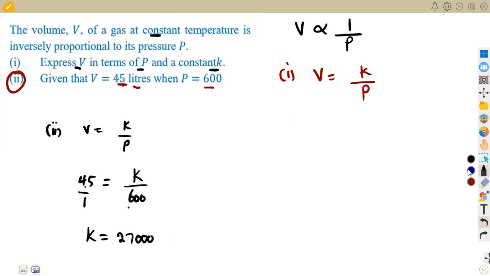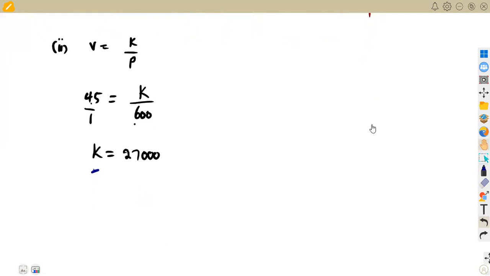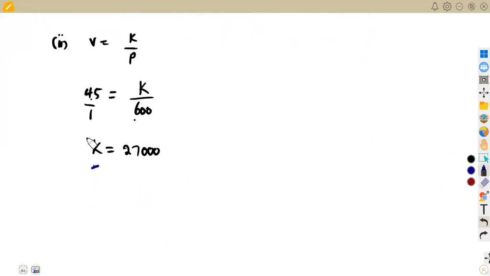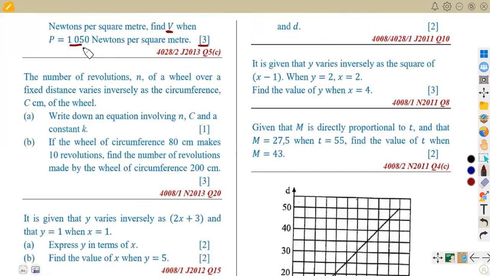So with the value of K that we have obtained here, we are going to substitute now into the relationship that we have between V and K. The relationship states that V is equal to K, which is 27,000, our constant, over what? Over P. This is the relationship that connects the two variables, V and P, the volume and the pressure. So the question now was, we were asked to calculate the volume when P is given.